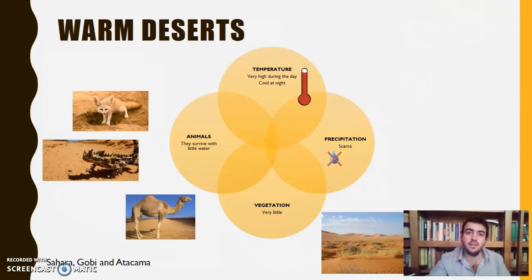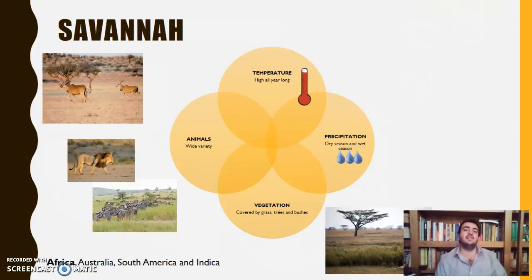Let's go on with another ecosystem. Yes, the savanna. Savanna is typical in Africa, but we have also, like here in bold letters, (bold letters is negrita), savannas in other places like Australia, South America, and India. Now, typical characteristics of the savanna.